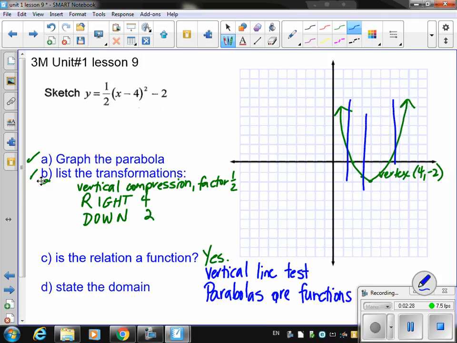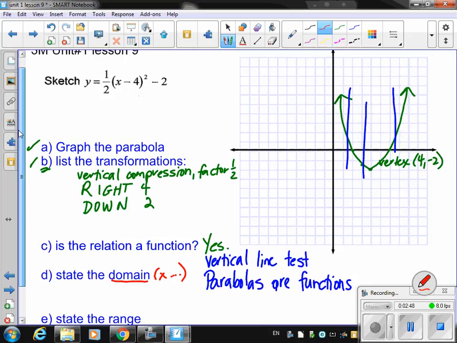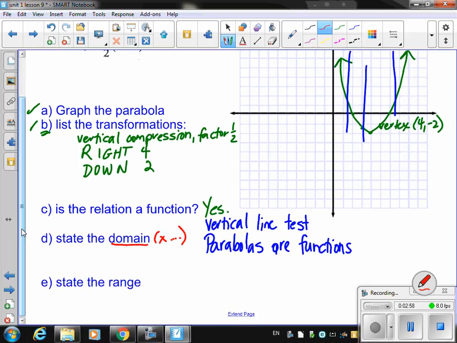Last question, it says, state the domain and the range. So the domain is the acceptable x values. My x values are all acceptable. I can put any value of x into that equation and I will not have a problem. I can also see by the graph that it gets wider and wider and wider forever. So all values of x are acceptable. I would write my domain as x is an element of the real numbers.